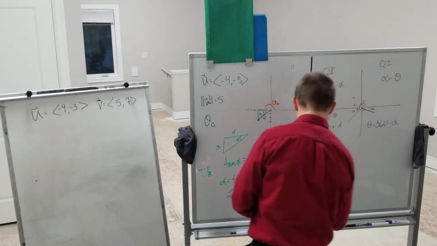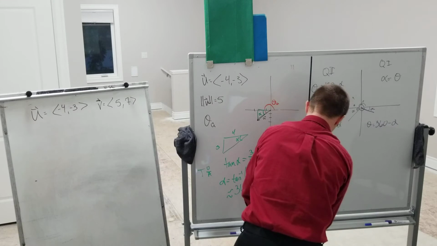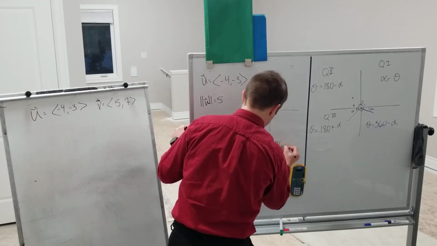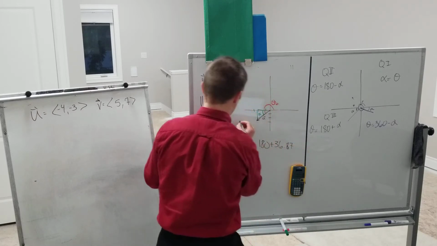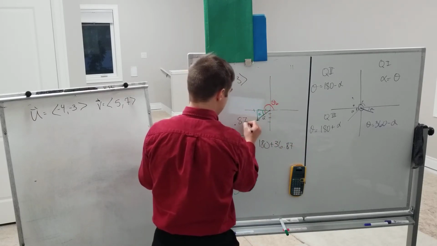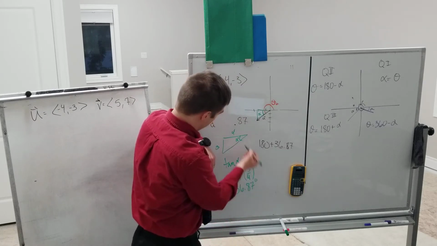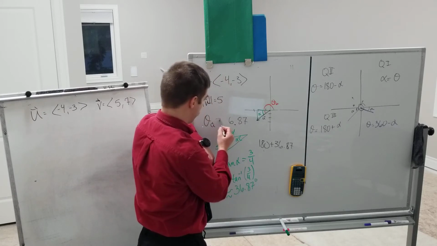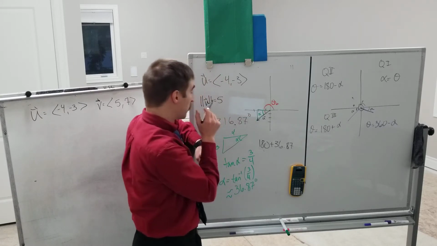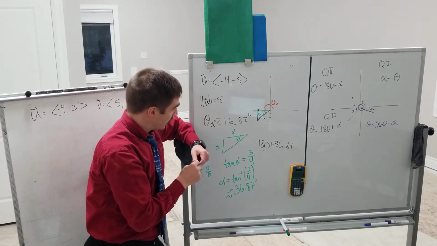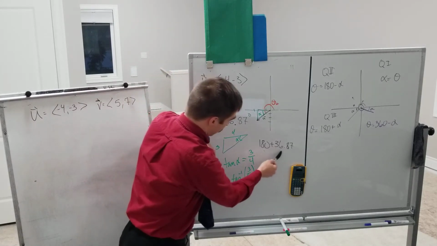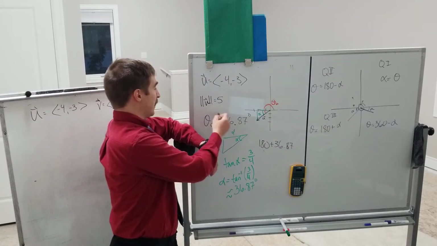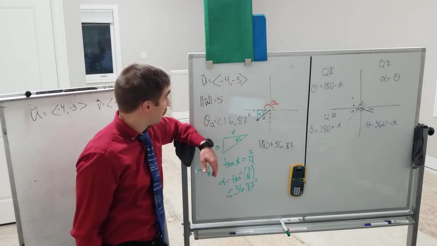So for this one, we're in quadrant 3. So our direction angle is 180 plus 36.87, about 216.87 degrees. Boom. Cool. So this angle, that magnitude.